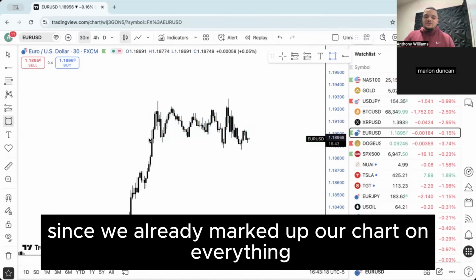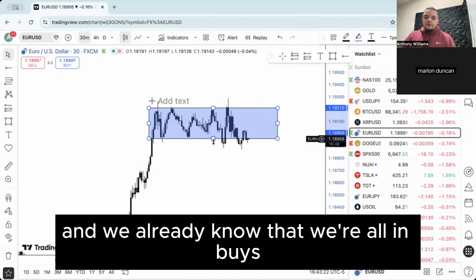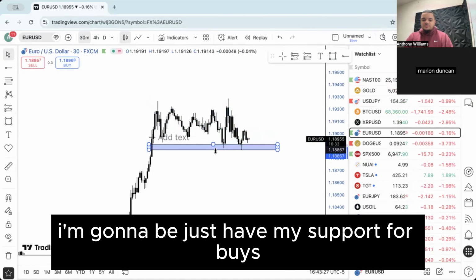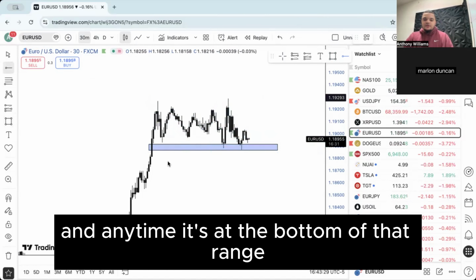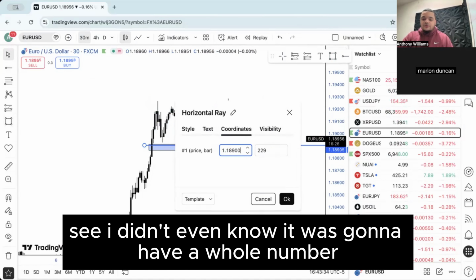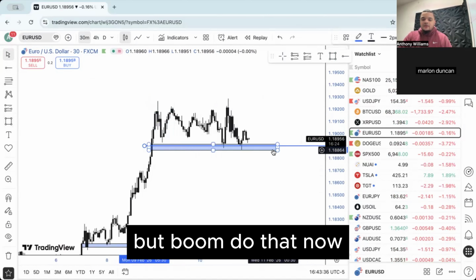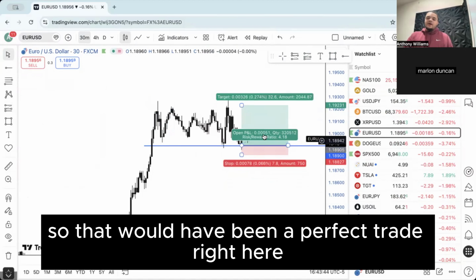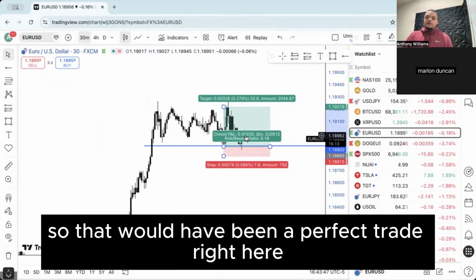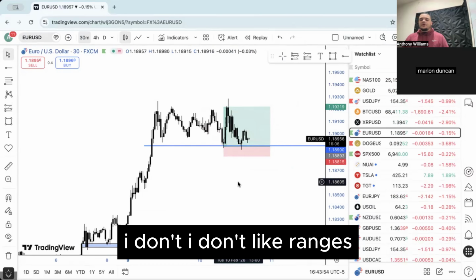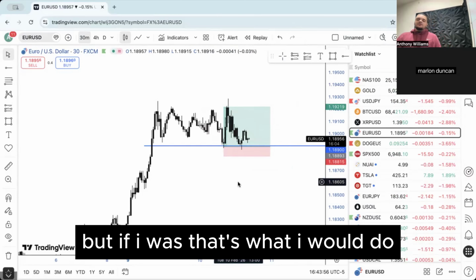So basically, since we already marked up our chart on everything, and we already know that we're all in buys, all I'm gonna do is, in that range, have my support for buys. And anytime it's at the bottom of that range, see, I didn't even know it was gonna have a whole number, but boom, do that. Now I don't need this. Now I'm gonna take my buy right here. That would have been a perfect trade right here, and it would've been 30 pips. And if I was in a range, I don't like ranges, but if I was, that's what I would do.